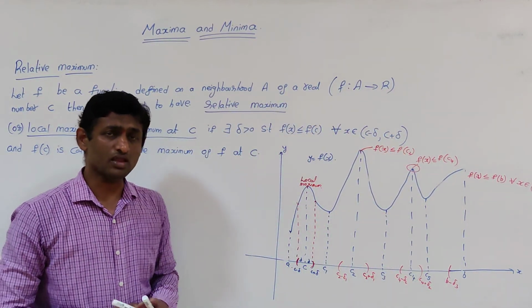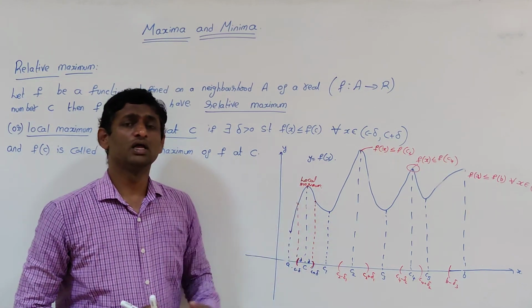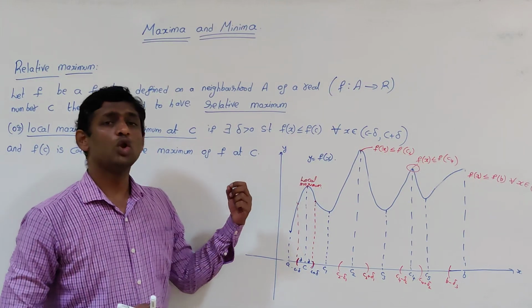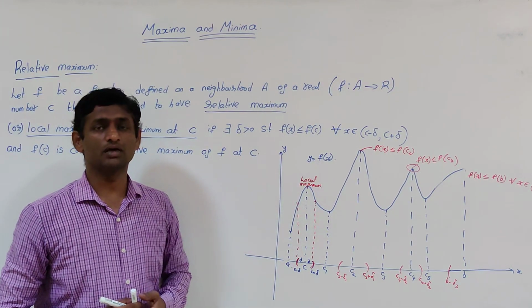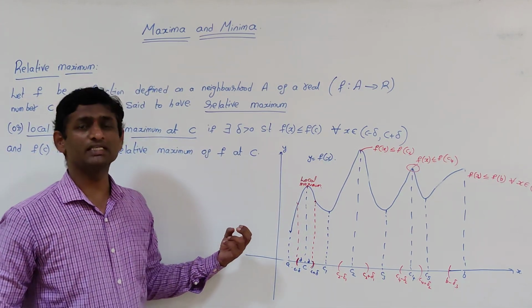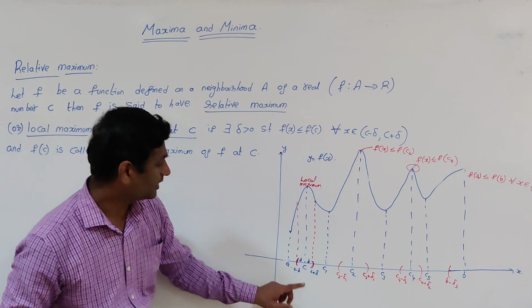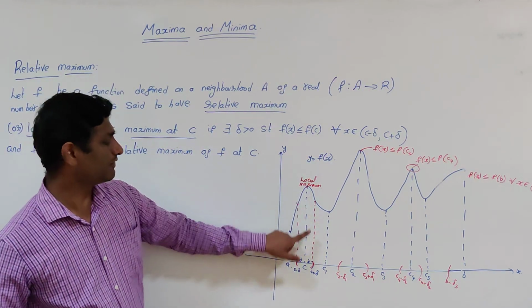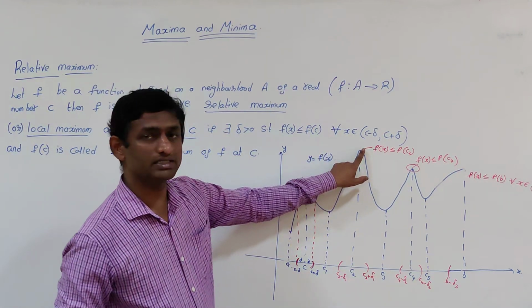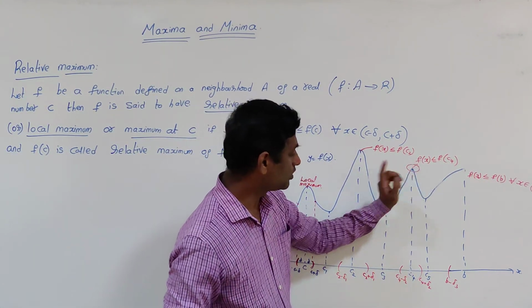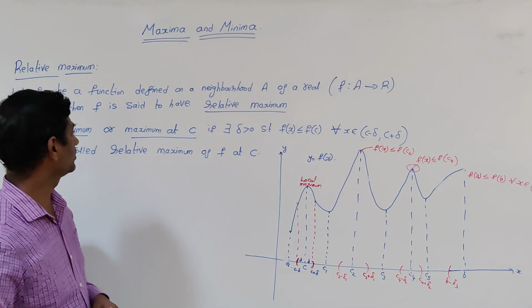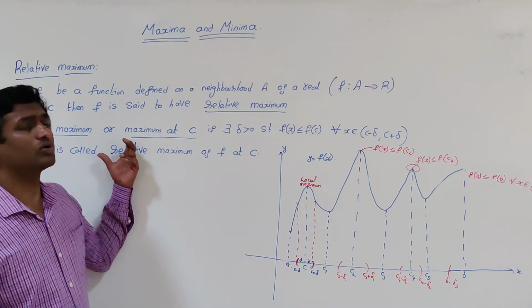So a function may have more than one local maximum. What are the local maxima of this given graph? f of C is a local maximum, f of C2 is a local maximum, f of C4 is a local maximum, and f of B is a local maximum. So this is the definition of local maximum.